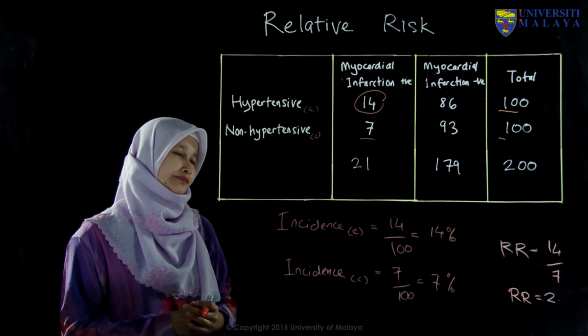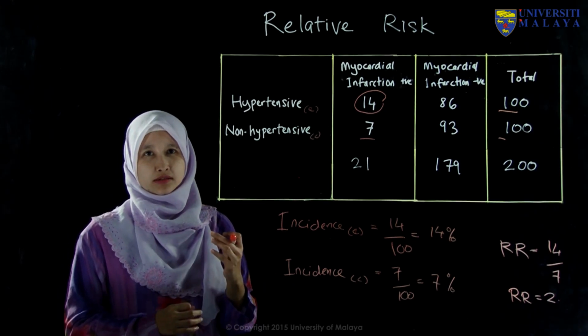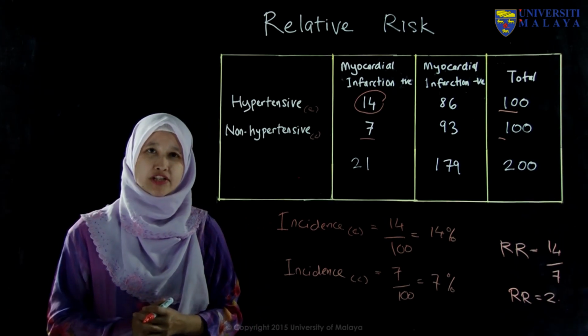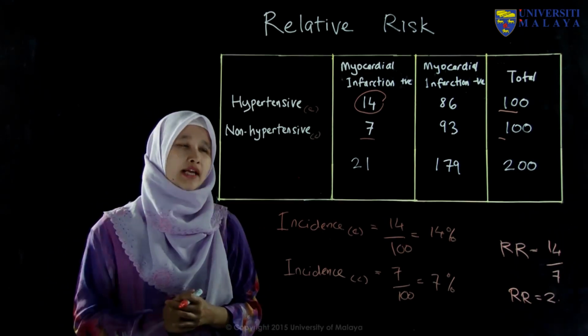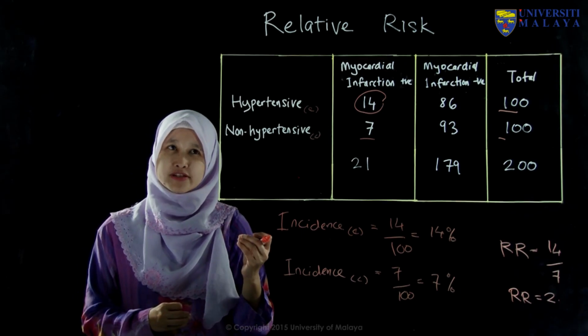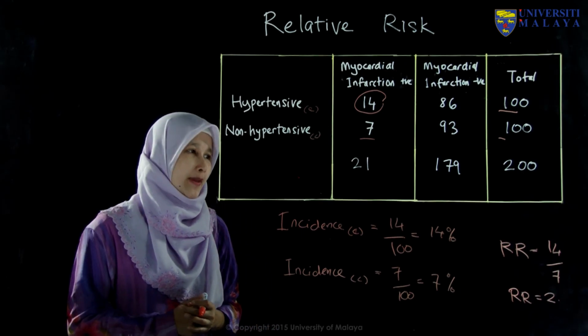What it means is that the risk of a patient with hypertension developing MI is twice, or 2 times more likely, than the risk of a patient without hypertension developing MI.